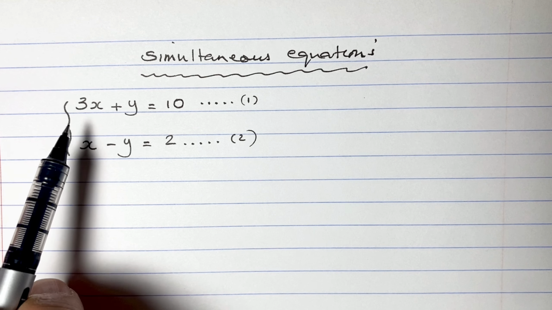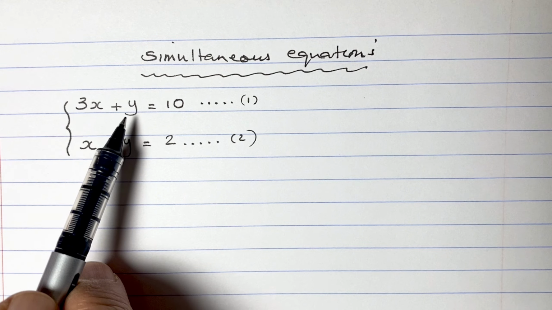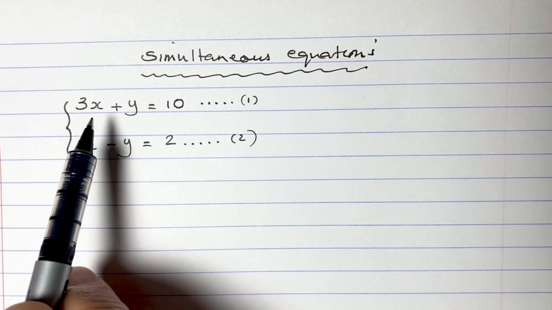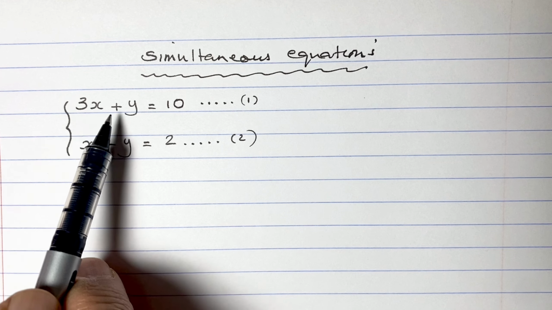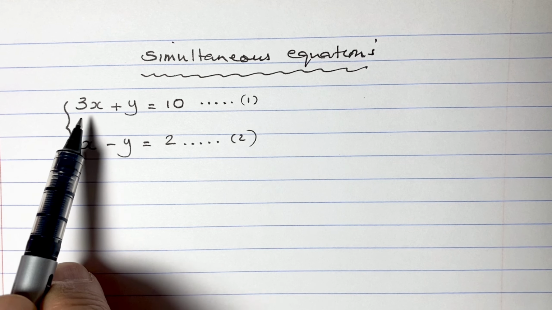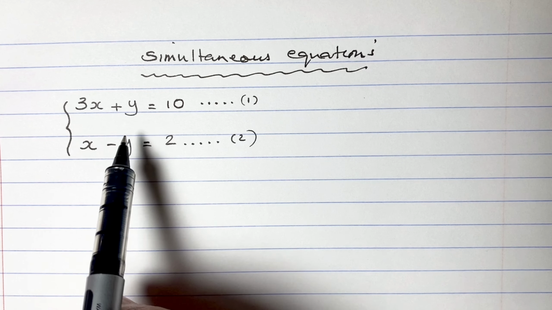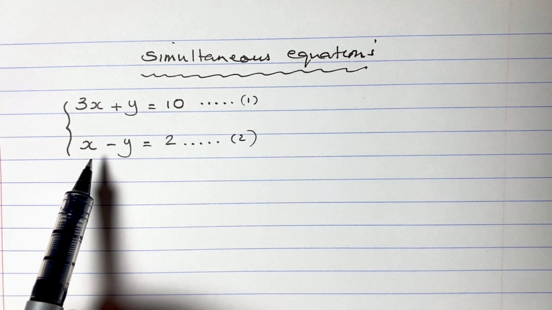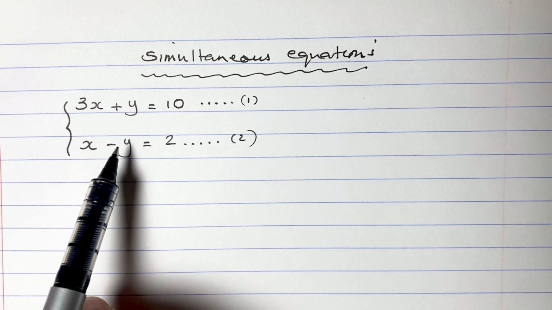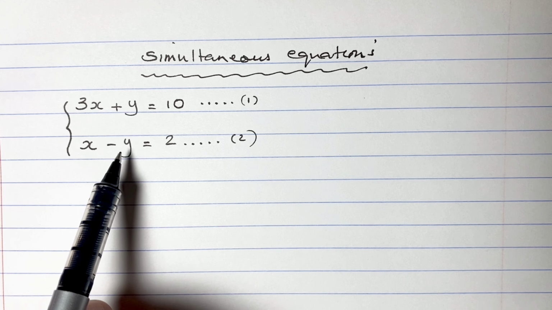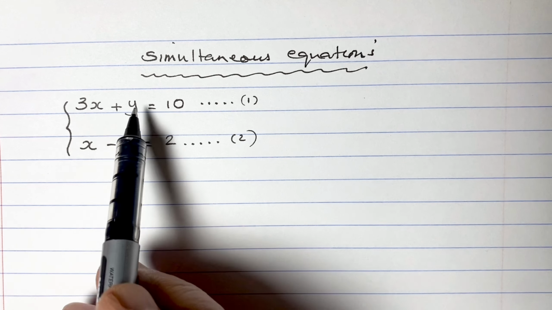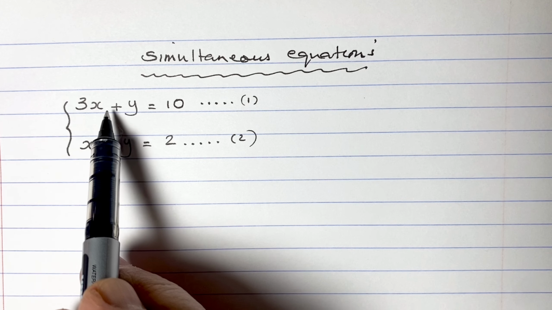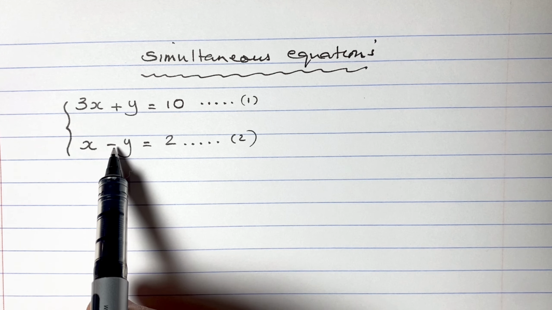Now, in order to find x, I need to get rid of y. In order to find y, I need to get rid of x. The choice of getting rid of x or y is up to you. It's never right or wrong, but sometimes it's very convenient to use a certain letter. For example, in this question, it's easier to eliminate letter y rather than letter x, because I've got 1y here, 1y here, plus 1y, minus 1y.